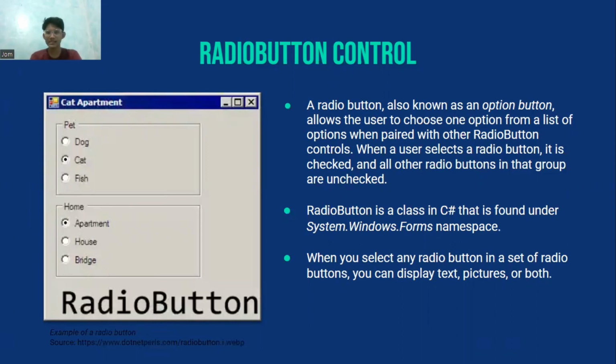Radio button is a class in C# that is found under the System.Windows.Forms namespace, meaning you can use the keyword RadioButton to derive objects from the said class. And when you select any radio button in a set of radio buttons, you can display text, pictures, or both. Meaning when you select from a radio button set, you can display text or pictures related to your chosen radio button. In special cases, you can also put pictures instead of text beside radio buttons, but text is more commonly preferred.